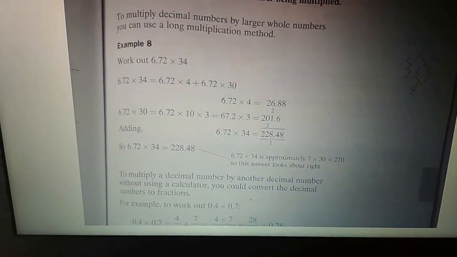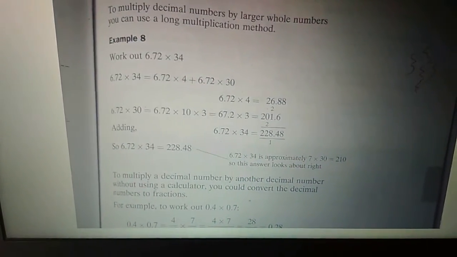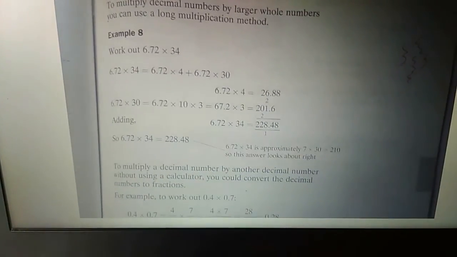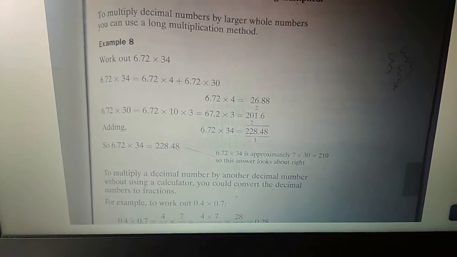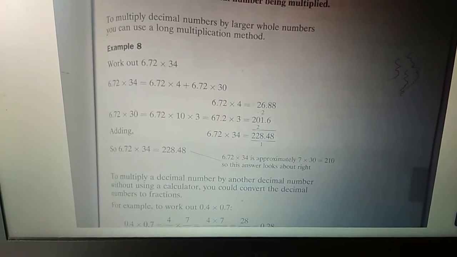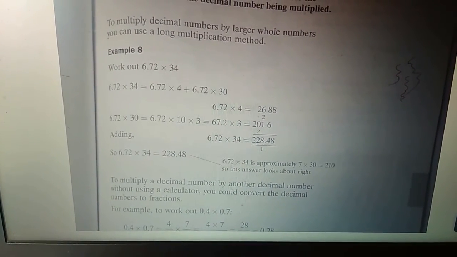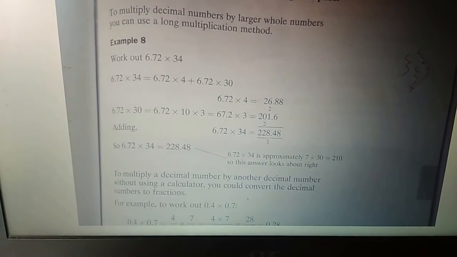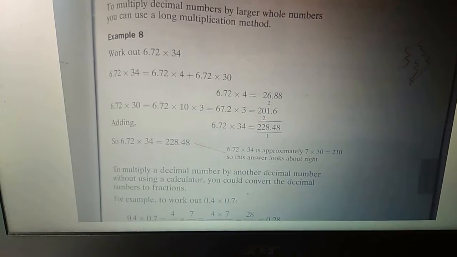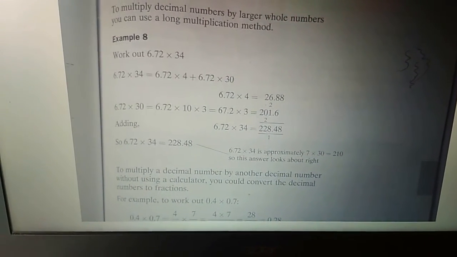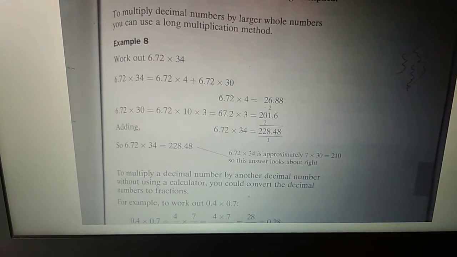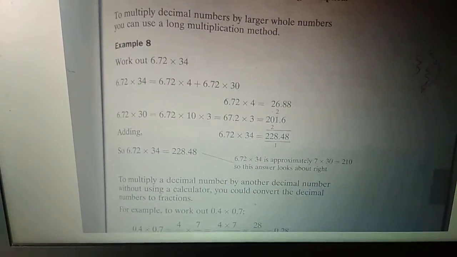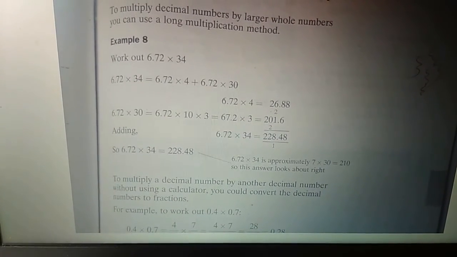Okay, so as you can see, example 8 says work out 6.72 multiplied by 34. Basically, in this book, they have solved it in a slightly different way. You can just multiply it directly, the normal multiplication way you have learned in your previous classes. But in this book, they have shown it part by part. So as you can see, 6.72 multiplied by 34.